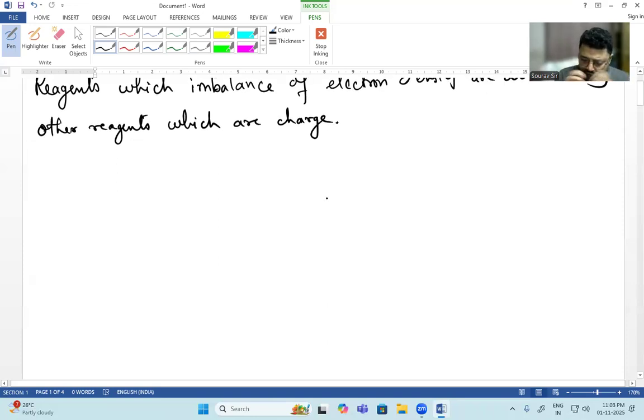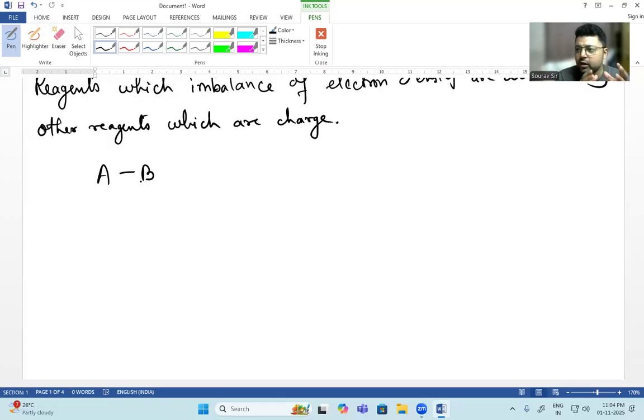This means, suppose we have an atom, say for example A, and it is connected to another atom, say B. Now if A and B are of the same type, like carbon and hydrogen, or two oxygen atoms of similar electronegativity, like sulfur and phosphorus, then there will be very little electron imbalance.